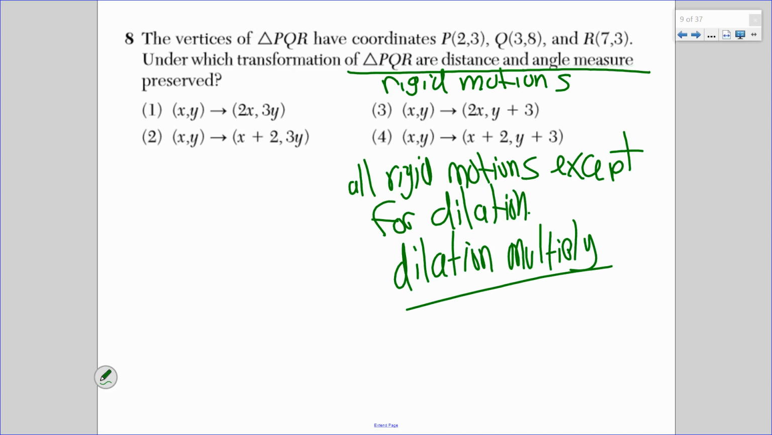Which one is multiplication? Well, they're all multiplication. This one's multiplication, so that is not going to preserve it. That's multiplication. That's not going to preserve it. That's multiplication. That's not going to preserve it. Choice 4 will. This is a translation. You're adding. Dilations do not preserve distance or angle measure. They preserve angle measure, but not distance.